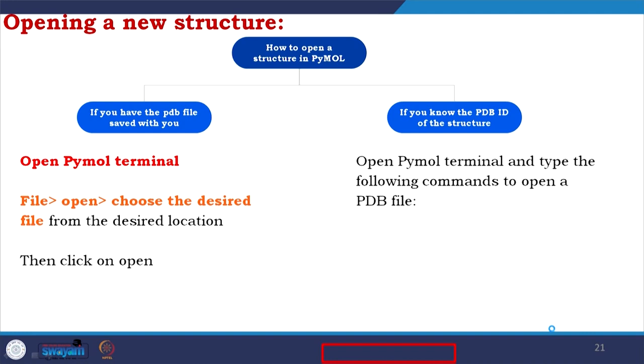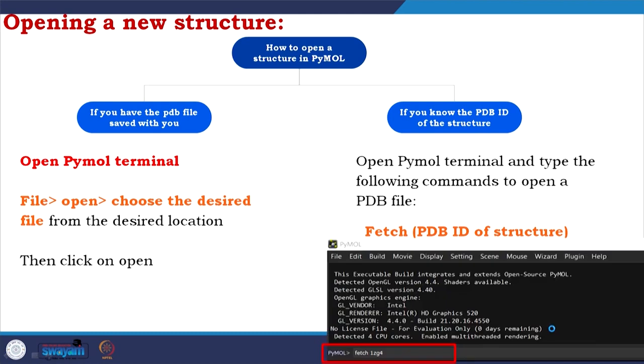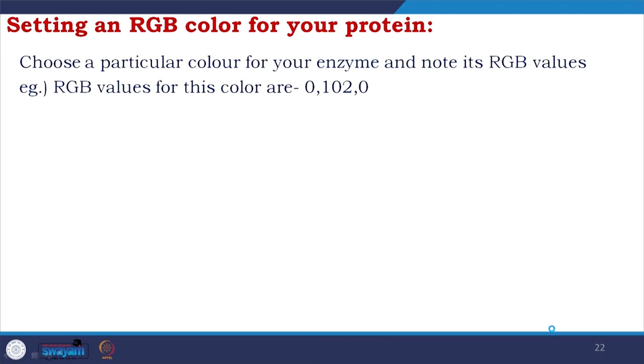If you know the PDB ID of the structure, open the PyMOL terminal and type the following command to open the PDB file: fetch, then you put the PDB ID of the structure you want to see. Here, in this command, you could put fetch and then the PDB ID. Here the PDB ID given is 1ZG4.